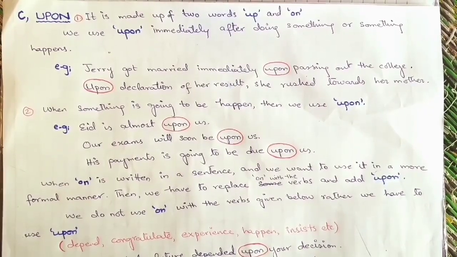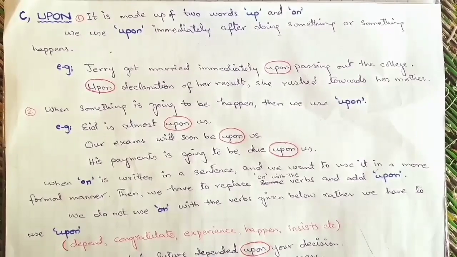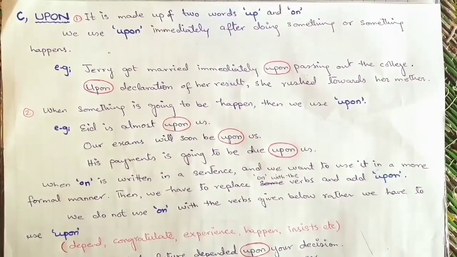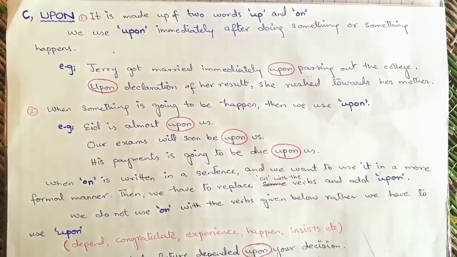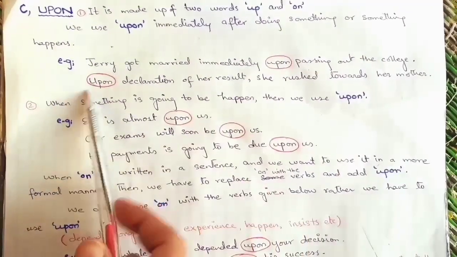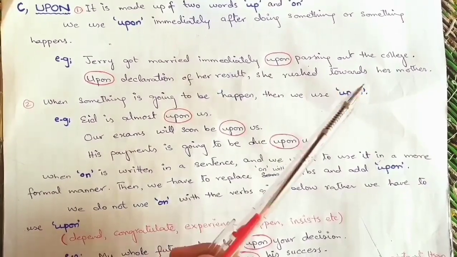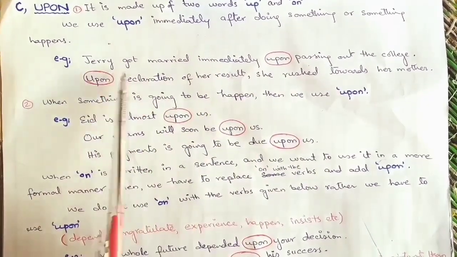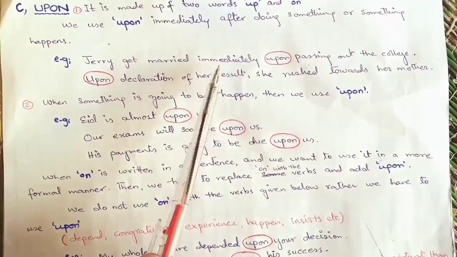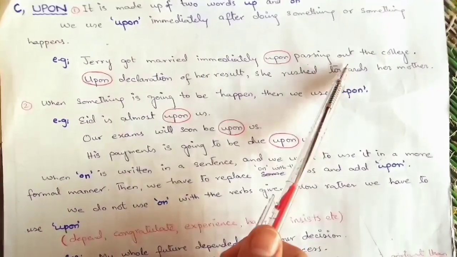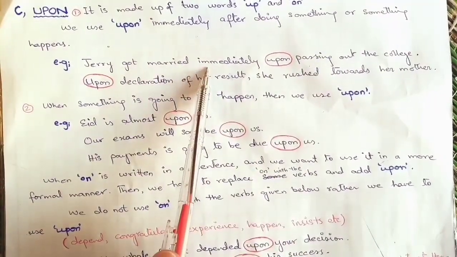Now coming towards the usage of upon. It is made up of two words, up and on. We use upon immediately after something is done or something happens. For instance, Jerry got married immediately upon passing out of the college. What does this sentence mean? This sentence means that after passing out from the college, he immediately got married.